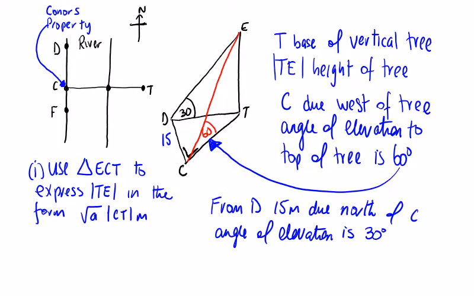In this question, we're given a river, and we're given two straight sides either side of the river. T is the base of a vertical tree here. Connor's property is at C. And we have a couple of triangles.